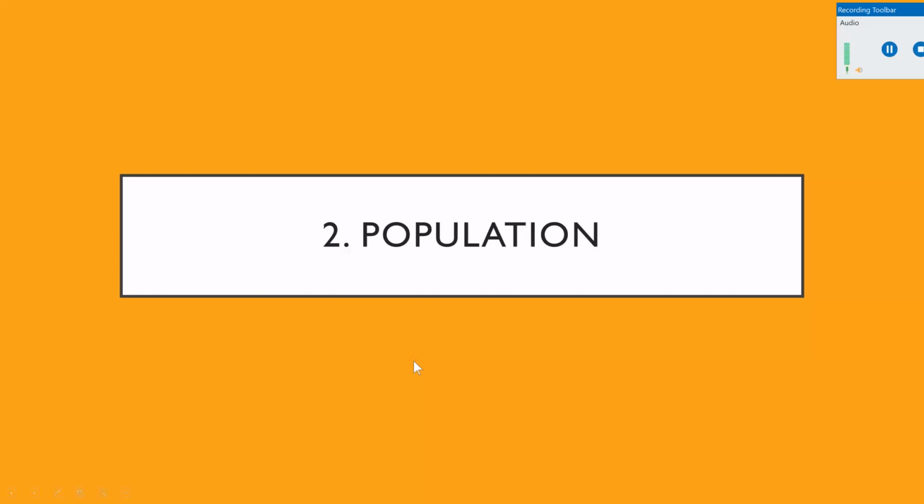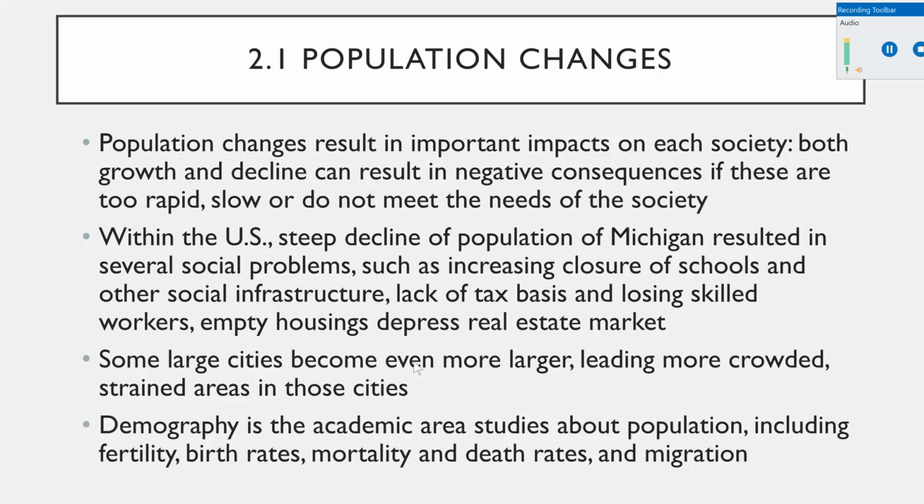Population is a very big topic as well. Population changes, meaning immigration or migration, mortality, fertility, and every kind of social issue, change the number of the population in the society. Population changes result in many important impacts on each society. If we have a very high growth or high decline level, it may result in negative consequences if it is too high or too low.